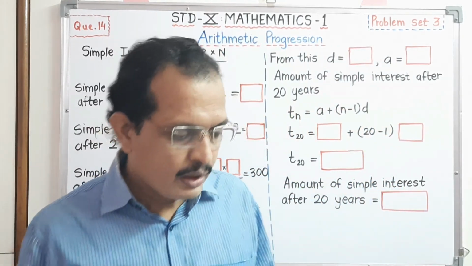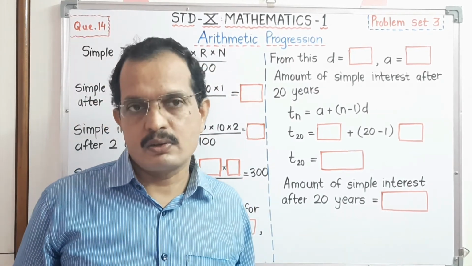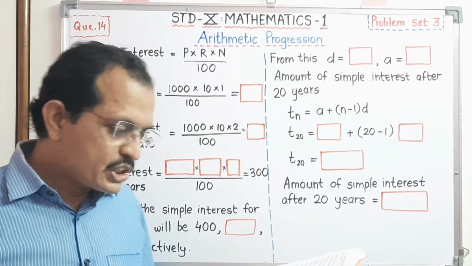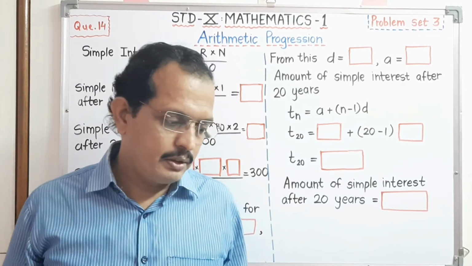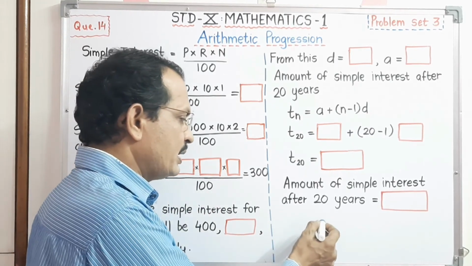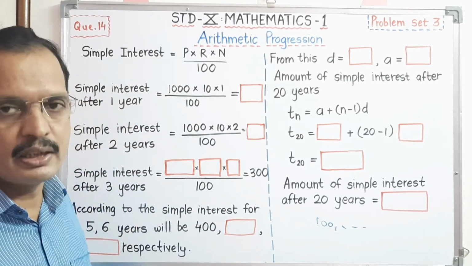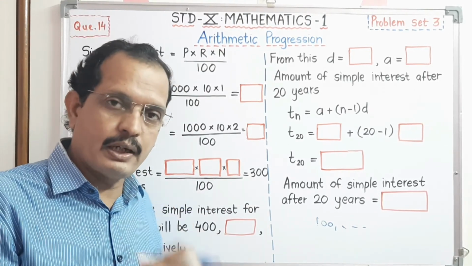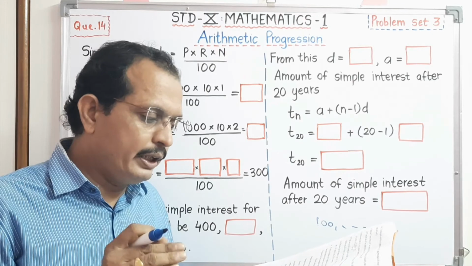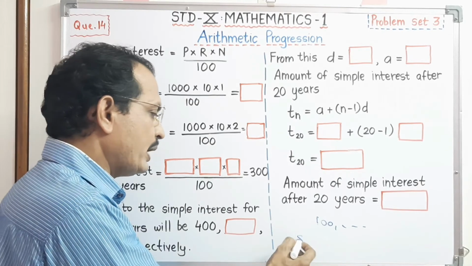Dear student, 1000 rupees is invested at 10% simple interest. All of you know simple interest and compound interest. Check at the end of every year if the total interest amount is an AP. That means first year he got some interest, second year he got some interest. Like this every year he got some interest, and that amount of interest of every year is an AP. Then find the interest amount after 20 years.